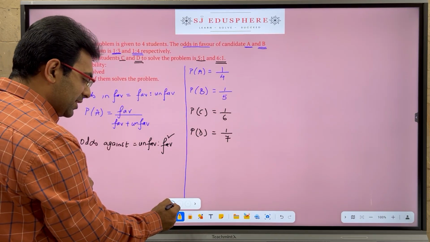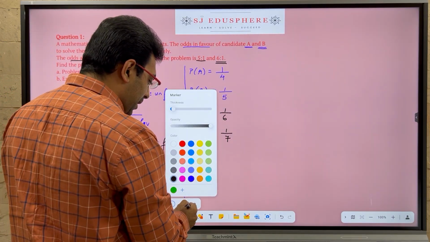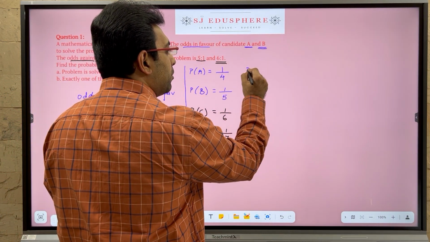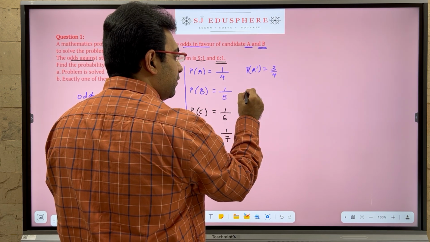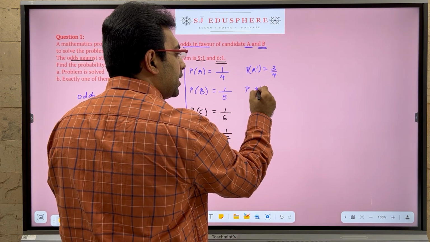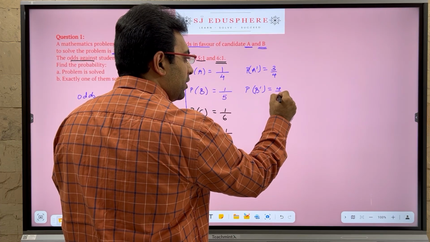And hence we say probability of them not solving. So probability of A not solving will be 3/4. Probability of B not solving will be 4/5.